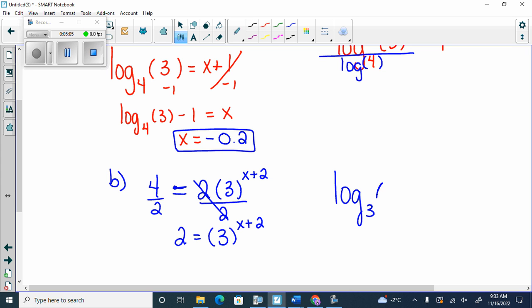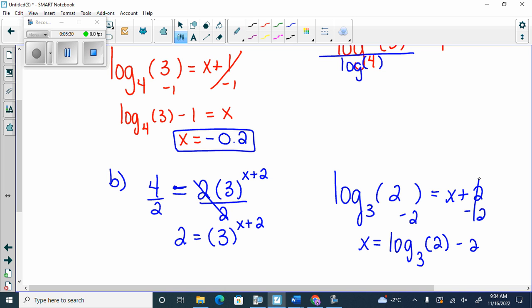So what is currently friends in exponential? 3 and x plus 2. So what's going to actually be the friend now? The 2. And it's going to equal x plus 2. And then we just subtract 2. And what do we get? Negative 1.4. Negative 1.4?